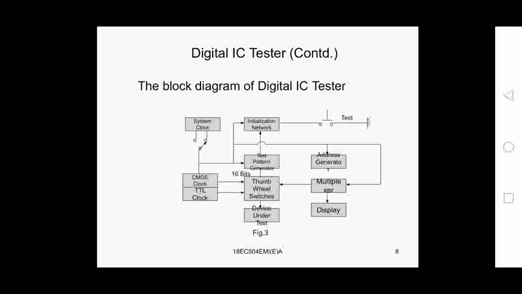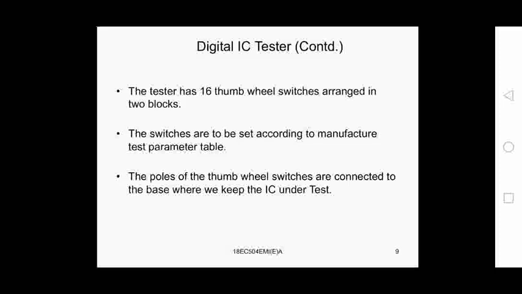a 4 digit display, and your thumb wheel switches are totally 16 bits. These thumb wheel switches are arranged in two blocks on which you are putting the IC. So it will work as a base for the IC to test. The digital IC tester has how many? 16 thumb wheel switches arranged in two blocks.